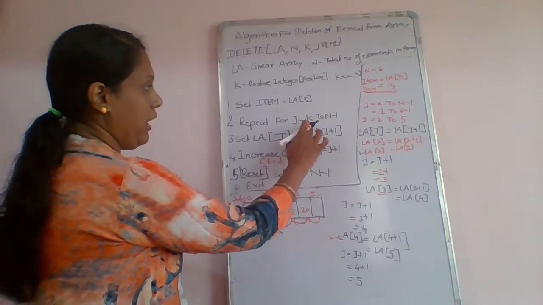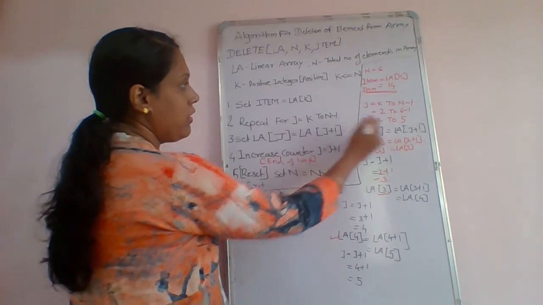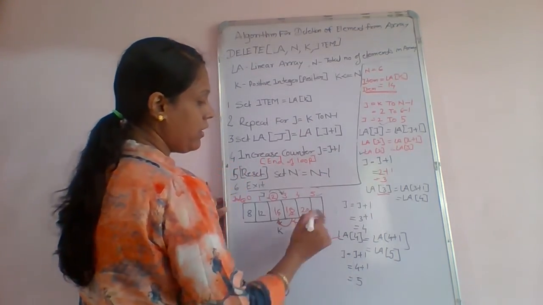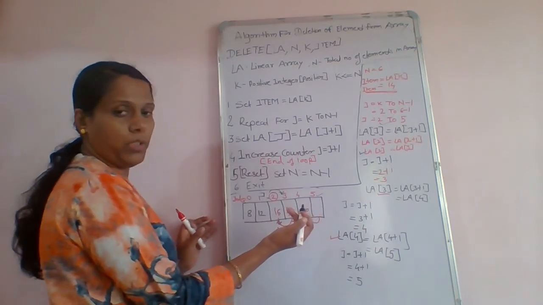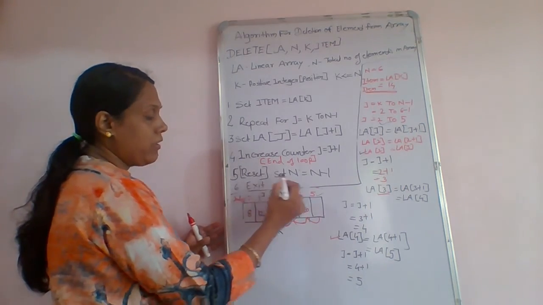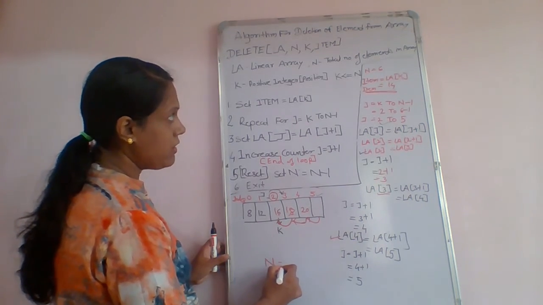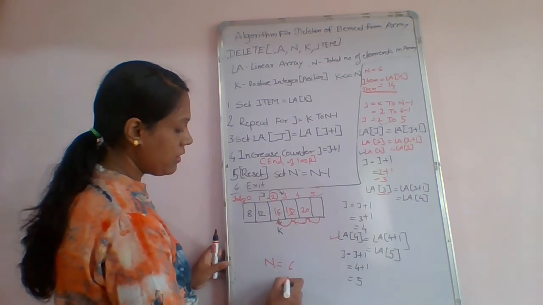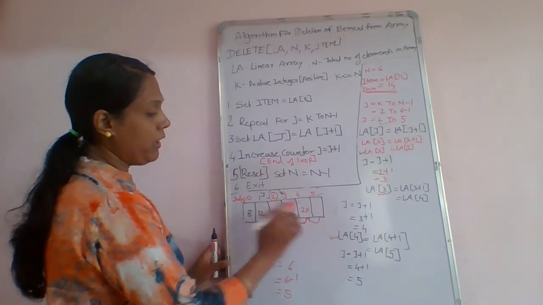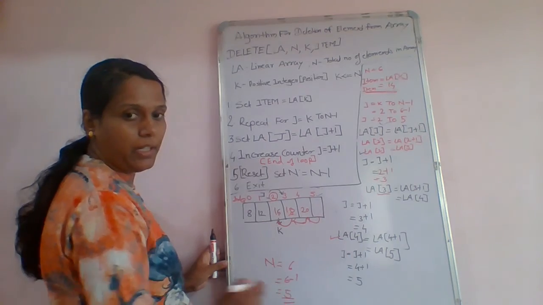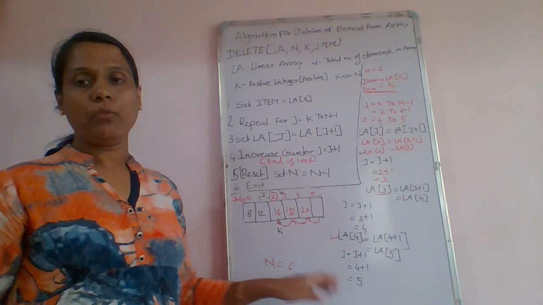Now we check the condition, K to N minus 1. This is 5. So we did this one by using this statement. Now it will come out from the loop and it will set N equals N minus 1. What is N? N equals 6. So it becomes 6 minus 1, that is 5. 1, 2, 3, 4, 5. Now there are 5 elements in your array. So this is the algorithm for the deletion of the element from the array.